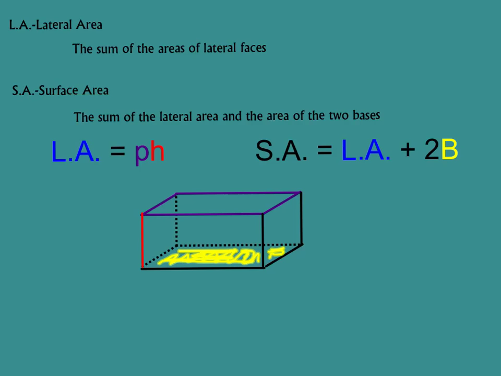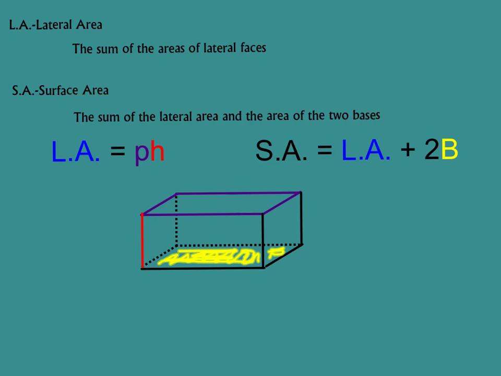So now we're looking at how to find lateral area and surface area. Lateral area is the sum of the areas of the lateral faces. So it does not include my bases. But surface area is the sum of the lateral area and the area of the two bases. So we've got some formulas here. Lateral area is going to be pH, which is perimeter and height.